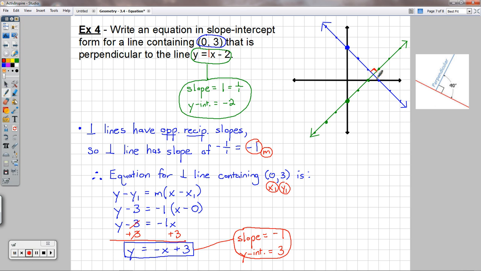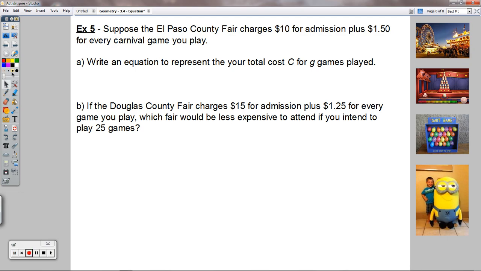And a final example where we use this idea of using equations to model real life situations. We'll do that here in example 5. So suppose the El Paso County Fair charges $10 for admission plus $1.50 for every carnival game you play. Let's write an equation to represent your total cost C for the games played.